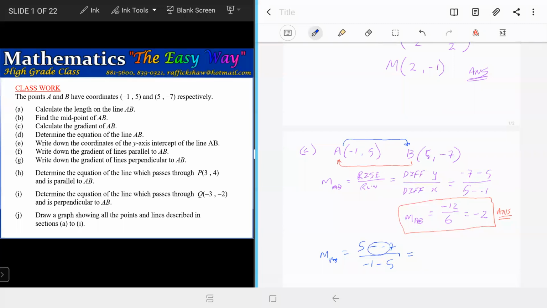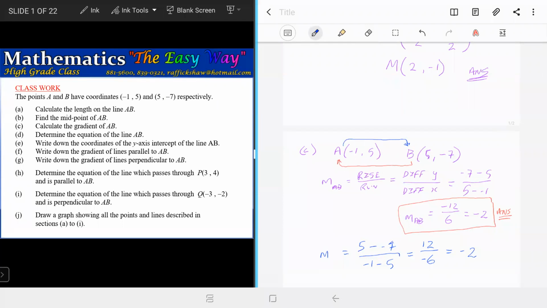Now look. Because the minus minus here becomes a plus, it's actually 5 plus 7 is 12. And then minus 1 and then minus 5 is minus 6. And then 12 divided by negative 6 is still equal to negative 2. Same negative 2 that we got there. So it doesn't matter the direction you go. Once you remain consistent, the direction you go for the difference in Y, the same direction you must go for the difference in X. And so the gradient of AB is negative 2.